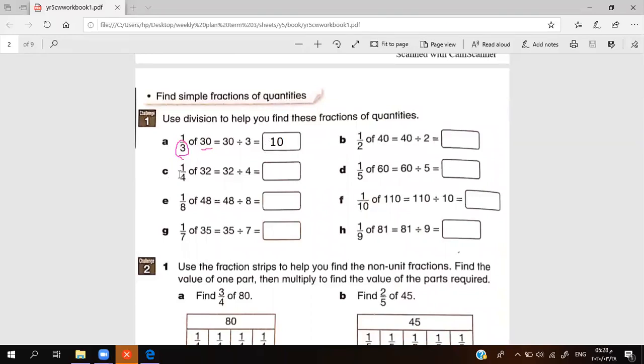Here, he wants you to find a fourth of 32. You want the fourth, or quarter, of the 32. What am I going to do? I will take 32 divided by 4, the denominator. 32 divided by 4. Okay, please, guys, give me a second.